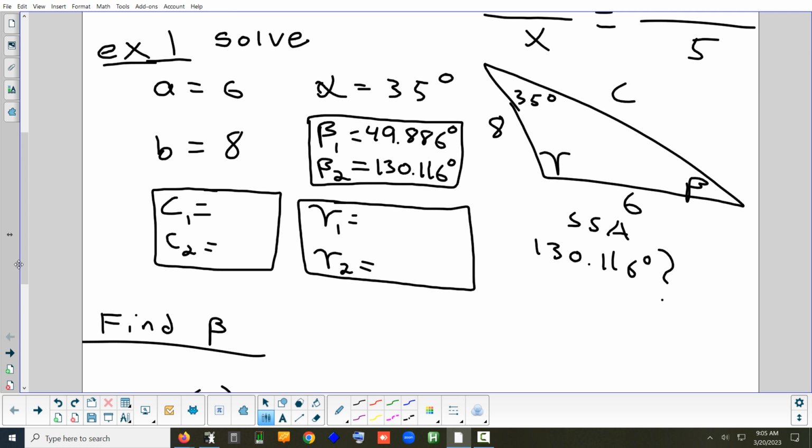So if you look up there, you should have 6 marks that are red and 6 marks that are black. 3 red sides, 3 red angles. 3 black sides, 3 black angles.